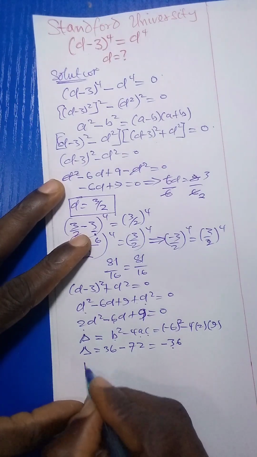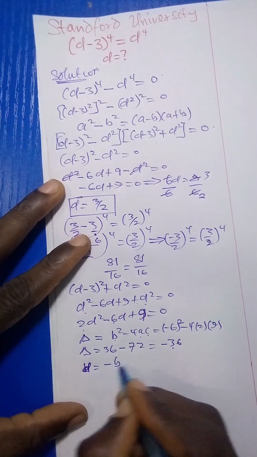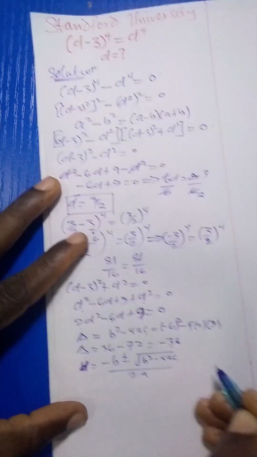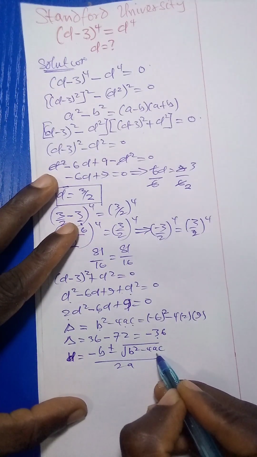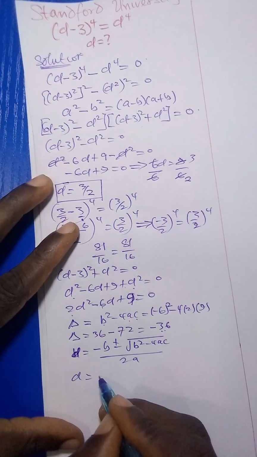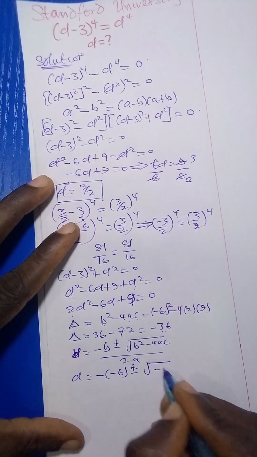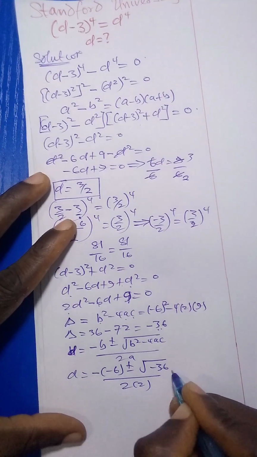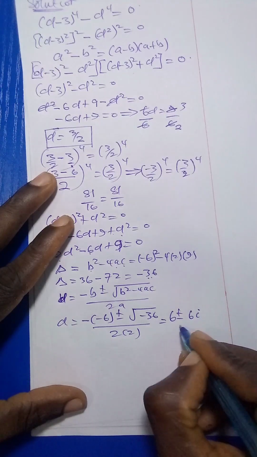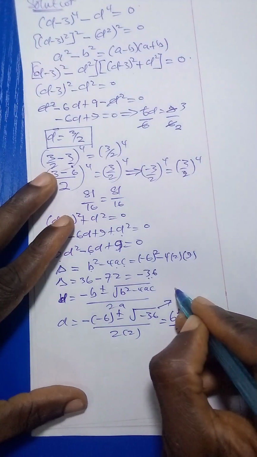Let's remember that the formula method for a quadratic equation, that is d here, is minus b plus or minus the square root of b squared minus 4ac all over 2a. However, b squared minus 4ac, which is the discriminant, is minus 36. So d is equal to minus times minus 6 plus or minus the square root of minus 36 all over 2 times 2. This will give us 6 plus or minus 6i all over 4, because here we have minus 36.